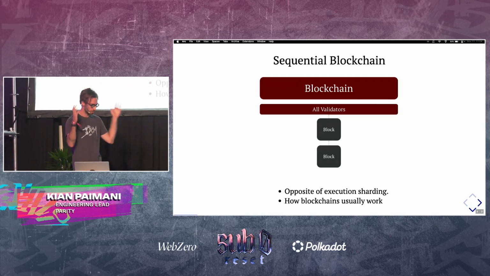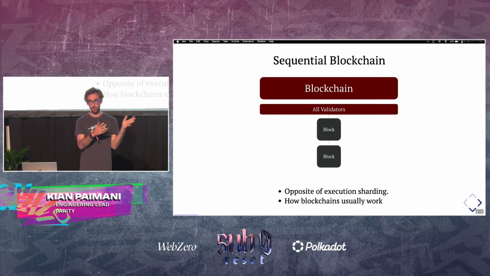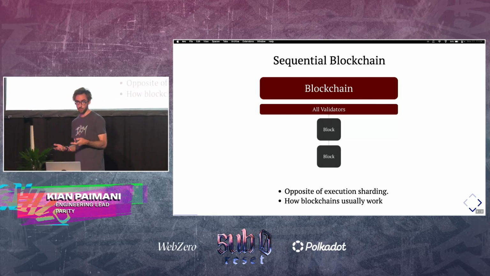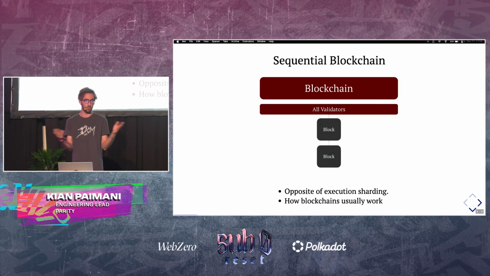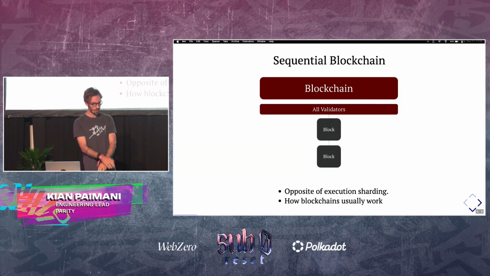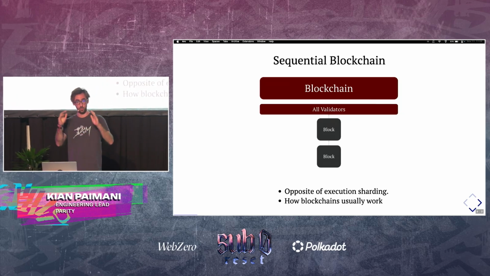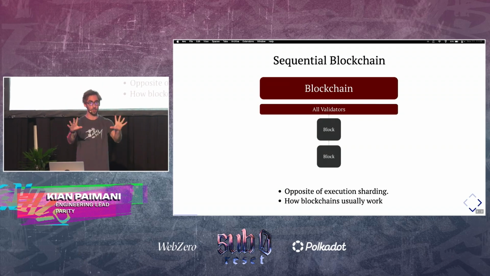So we have the blockchain as an entity. We have all of our validators. Blocks come in sequentially. Every block that gets processed has to be processed by all validators. So the naive way to then say, okay, I want to shard this, is to look at this and say, I have this big block of validators. How about I split them into 2 parts or 4 parts? And now I can have 4 times throughput.